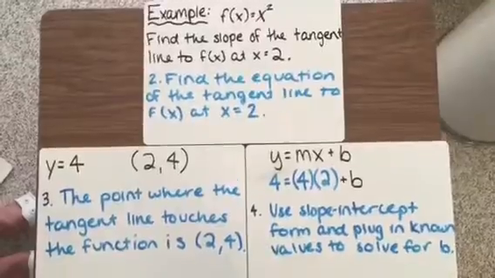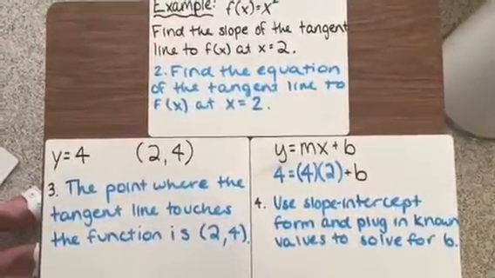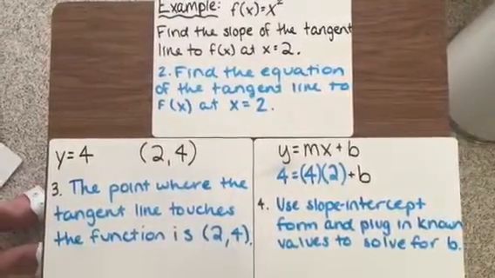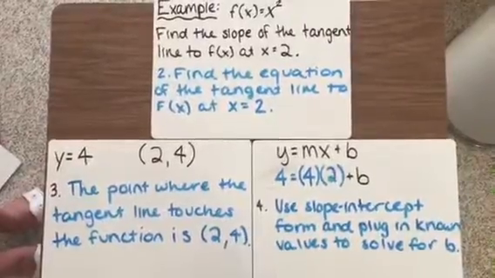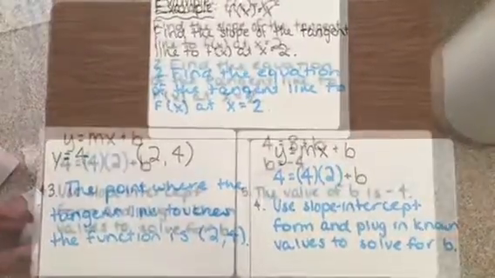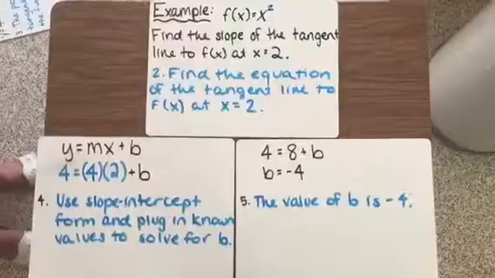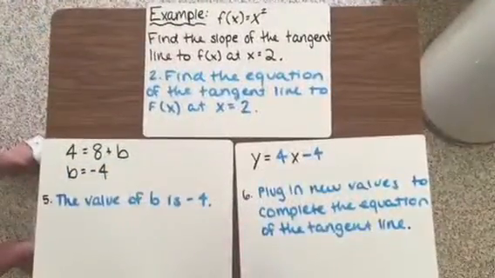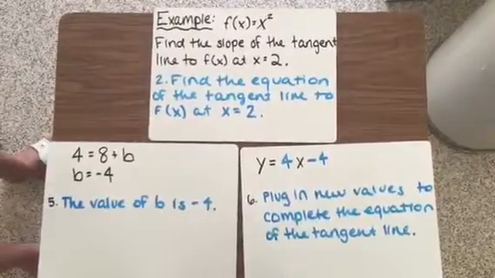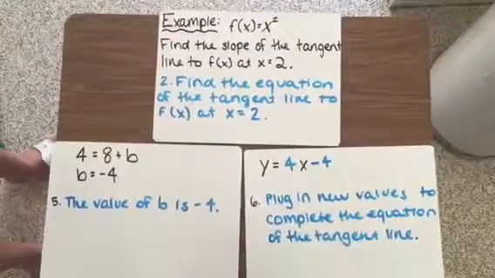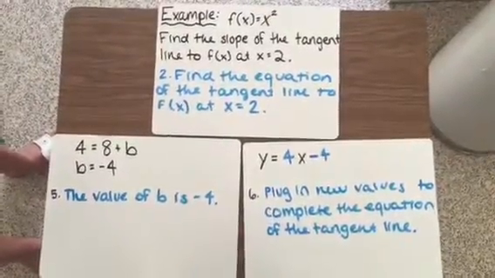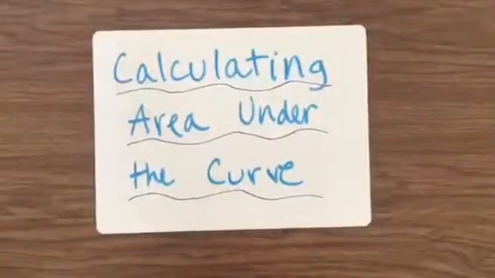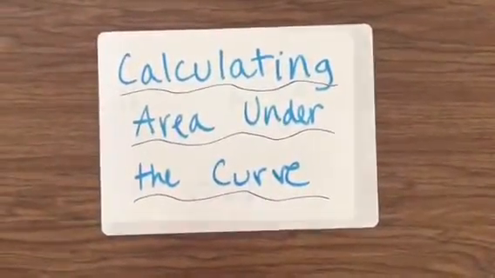Use slope-intercept form and plug in 4 for y, 4 for the slope, m, and 2 for x to solve for b. After solving for b, you find that the value of b is negative 4. Plug in the new values, 4 for the slope, m, and negative 4 for b to complete the equation of the tangent line.